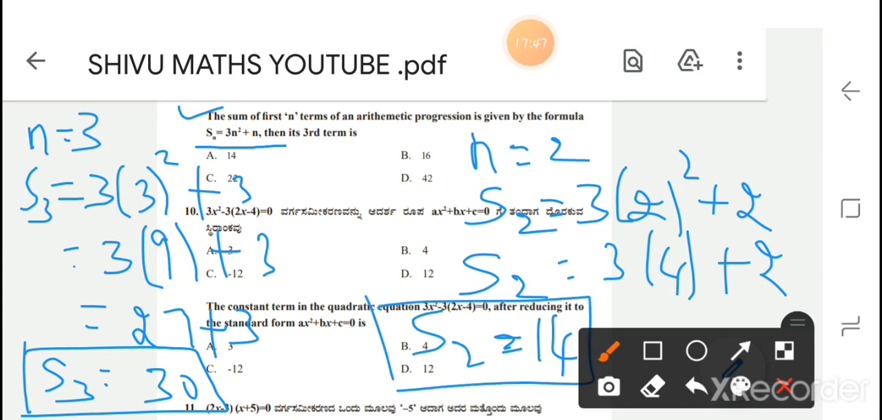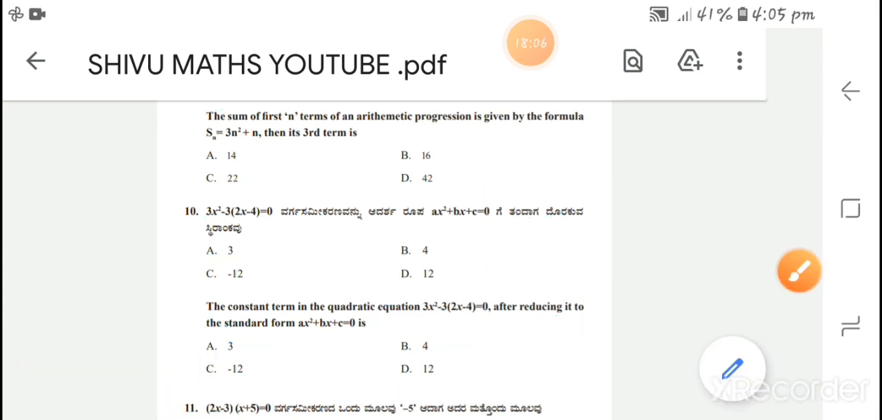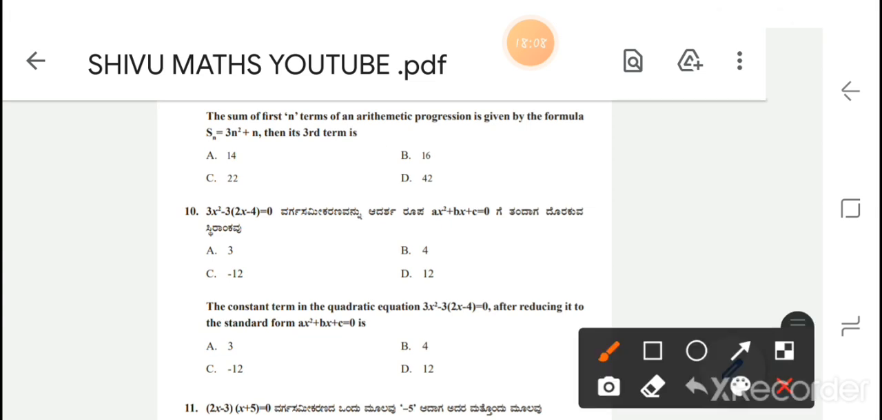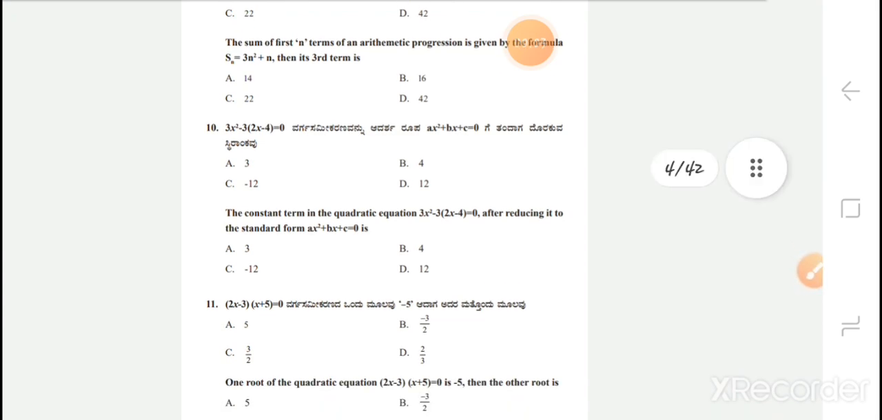Now you subtract S2 from S3, and you will get the third term. Here the third term is 30 minus 14, which is 16. 16 is the third term. So which is the right answer here? Option B is the right answer. Okay, I think you understood. Next we will pass on to the 10th question.